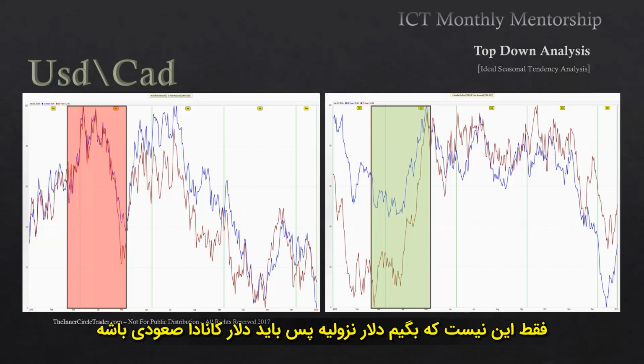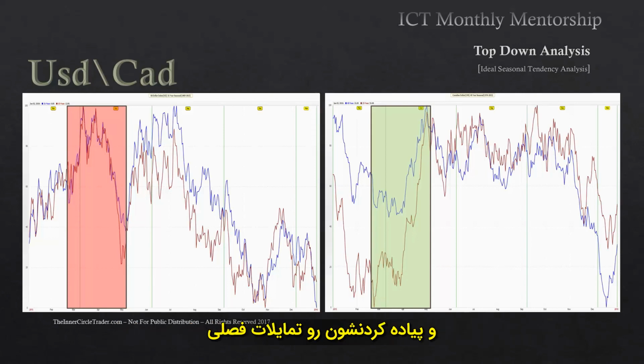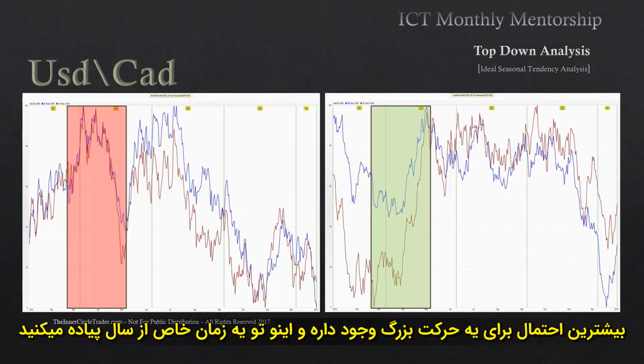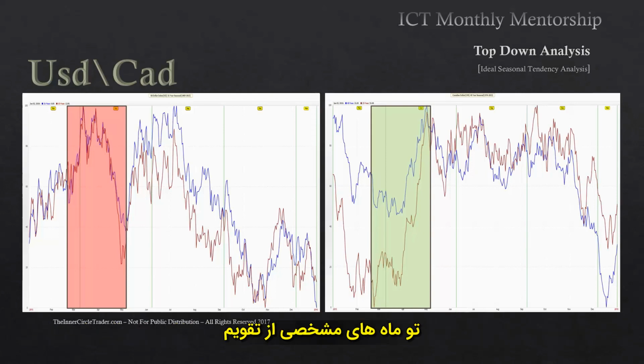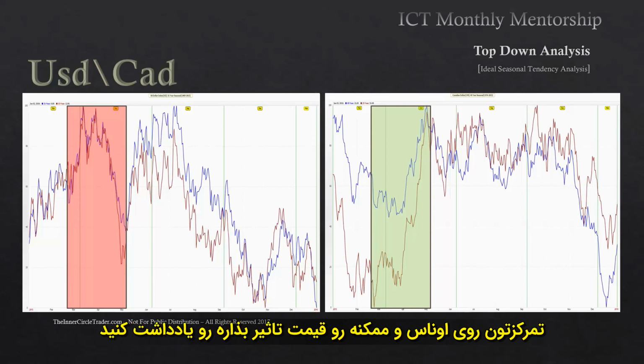It's not simply that it has to be the downtrend for the dollar and it has to be the uptrend for the Canadian dollar. You only really need one. By blending these two elements together and applying the seasonal tendency, you're focusing on when seasonally the highest probability for a big move is to occur. You narrow it down to a specific time of the year, certain calendar months, and the highest probability seasonal tendency. So you can go through your calendar ahead of time and write down certain months where you want to be focusing on specific plays that may unfold in price.